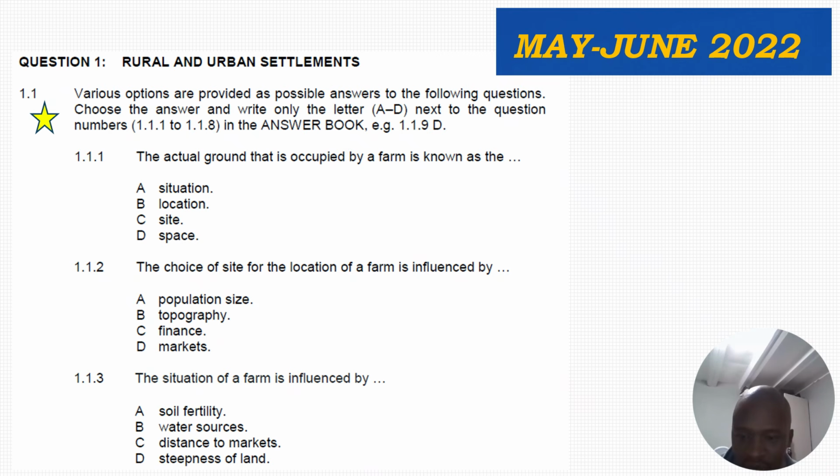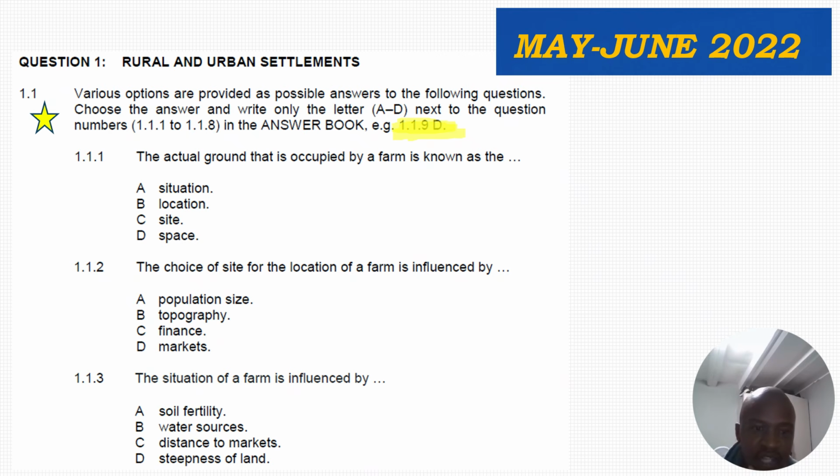At matric level now, you should learn to follow instructions, right? We're writing only the letter and they gave you an example there, 1.1.9 D. So don't be stubborn and start writing the term or the concept instead of the letter, right? You write the question number and the letter only, right?